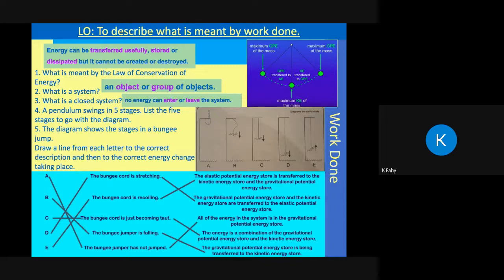For D, the bungee cord is stretching, and this is GPE and kinetic energy transferring to elastic potential energy. And lastly, picture E, the bungee cord is recoiling, and that's your elastic potential energy going back to kinetic and gravitational potential energy. You might want to pause the video now and give yourself a chance to go through all of that and make sure you got it right.